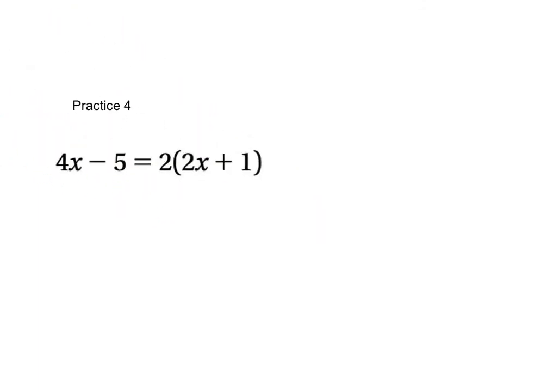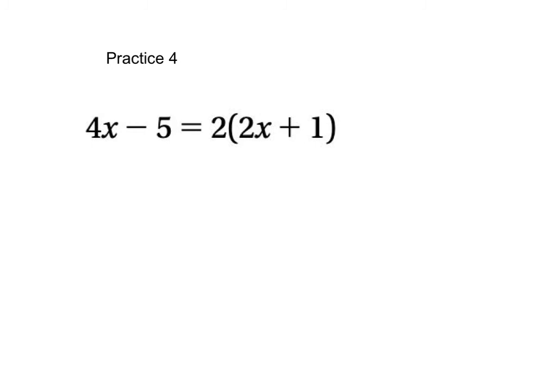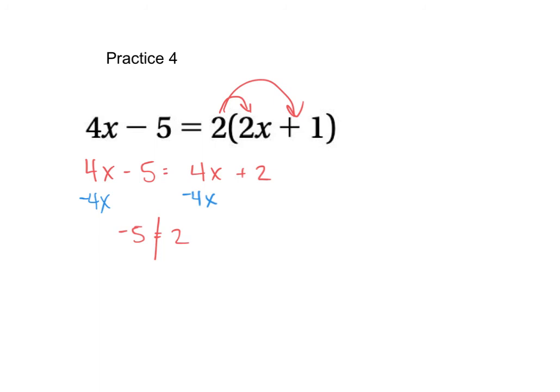Next one, practice 4. It's the same thing. What we want to do is distribute the 2. And then from there we're going to get 4x minus 5 equals 4x plus 2. Subtract 4x from both sides. We're going to be left with negative 5 equals 2. That is not a true statement. Therefore, x has no solution.